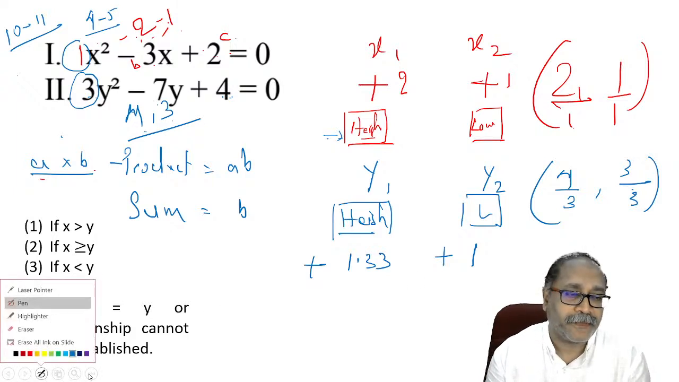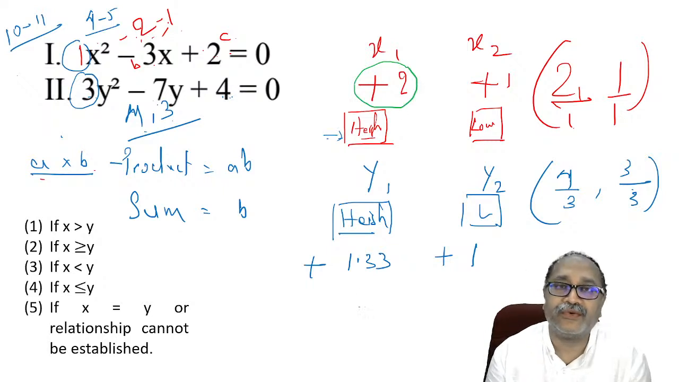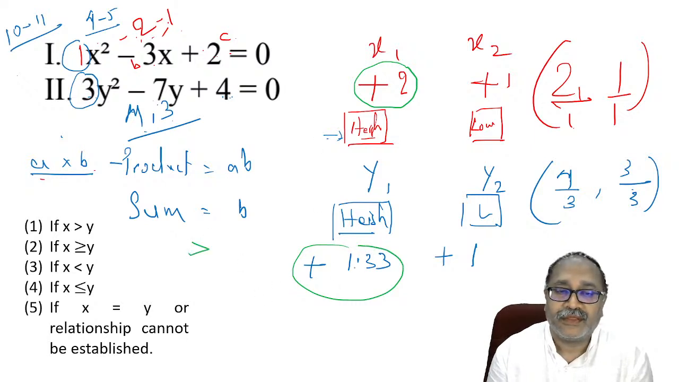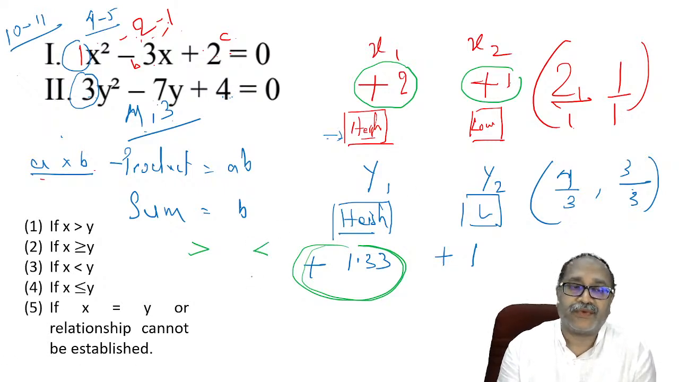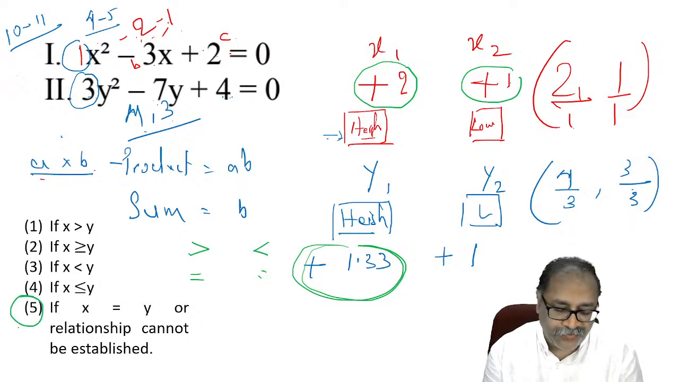Now compare. I am going slow. Look at this one. This is 2 and this is 1.3. So x is greater. This is 1 and this is 1.3. I can see here the x is less. So in one case the x is greater, in another case the x is less. Therefore, the relation between x and y cannot be determined. If it is so, my option choice should be 5.